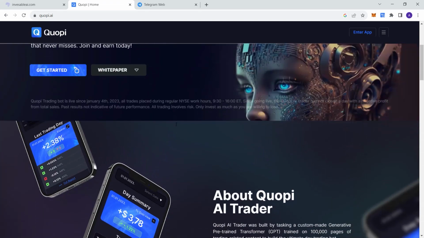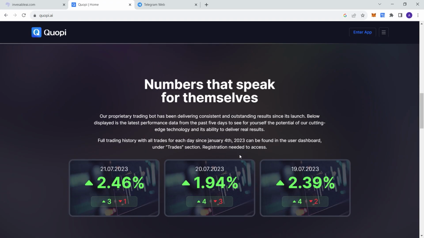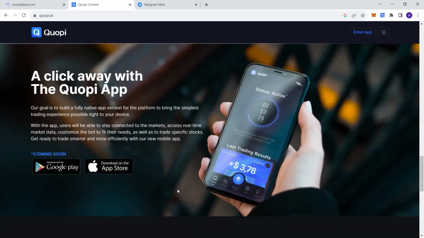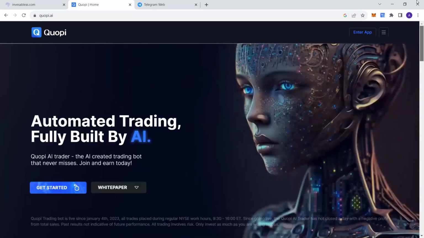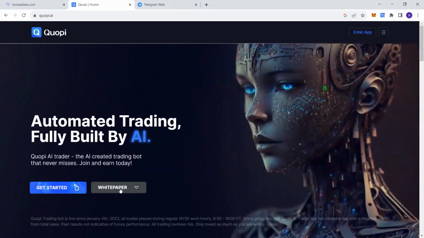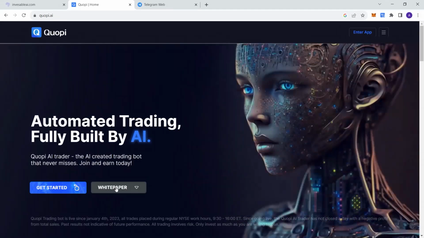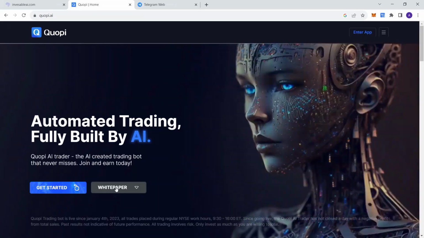Now, as you scroll down here, beautiful UI. It even has the trade that they did for the day, everything you need to know, the latest update. As you scroll down, you've got your frequently asked questions. So there's a lot going on over here. But most importantly, it has the white paper, which is an extensive white paper. So I have to give credit where it's due when it comes to Quopi.